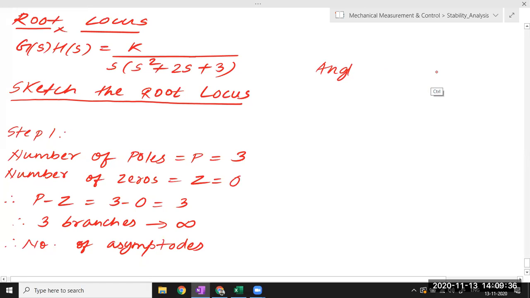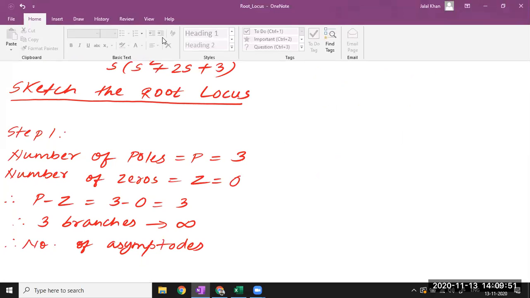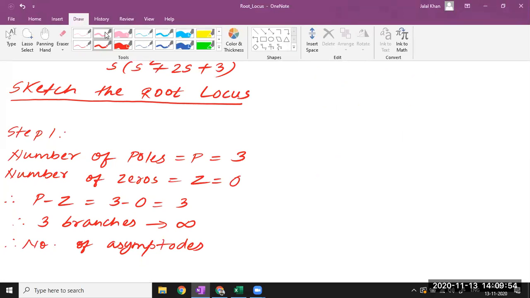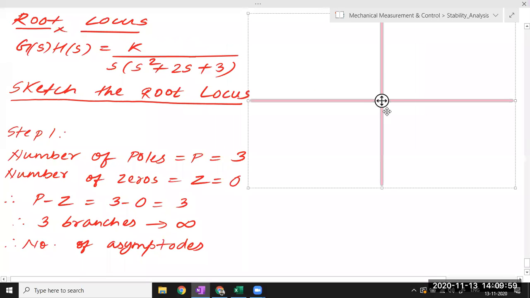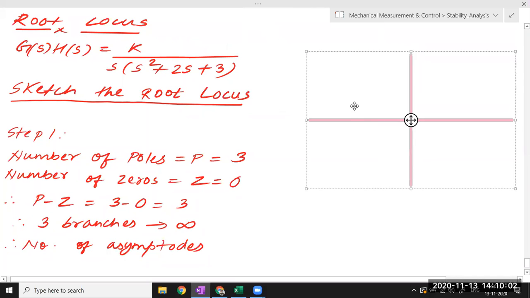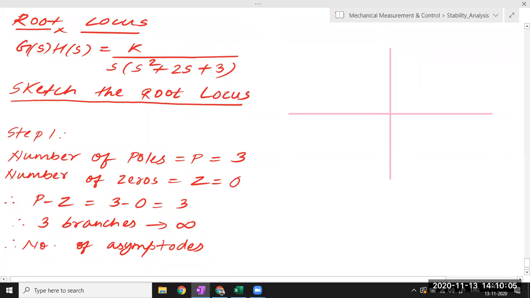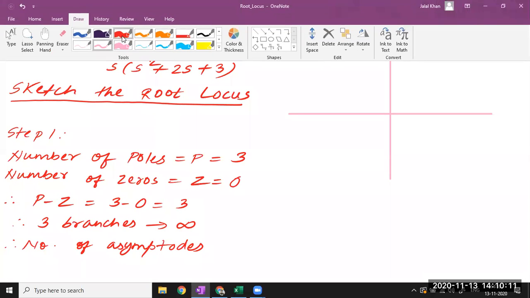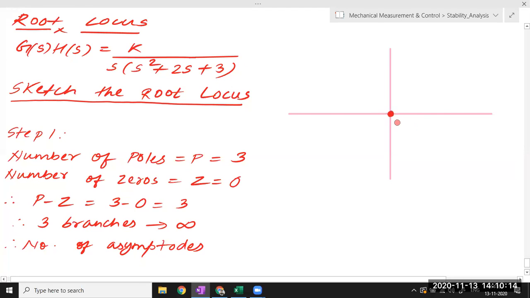For the angle of asymptotes, if we want, we can plot also. Before finding the angle of asymptotes, we can plot the poles and zeros, right? To plot poles and zeros, I'll just take a proper axis. What we need to do here is plot the values of this. So one of the s values is what? S is equal to 0, right? Yes or no?